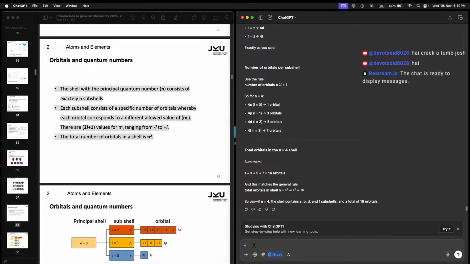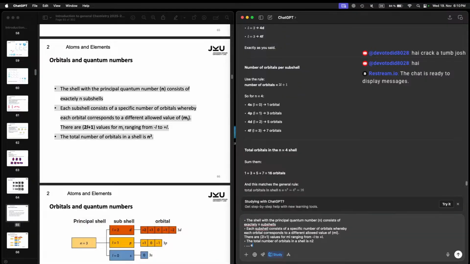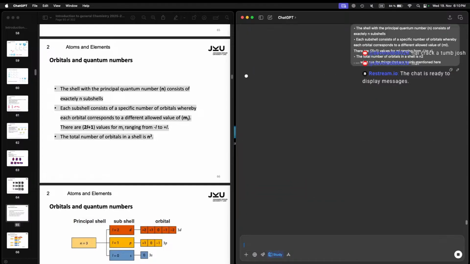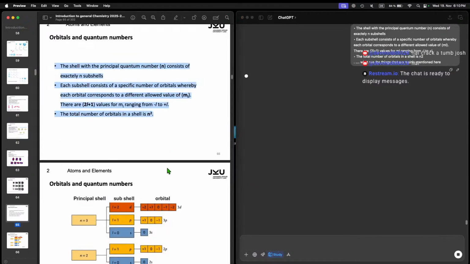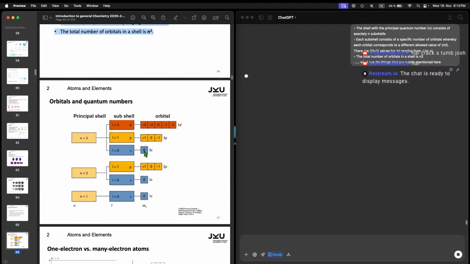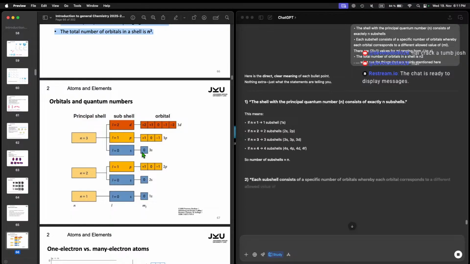Study with GPT. What are the things that are mainly mentioned here? Orbitals and quantum number. Oh wait. Hey, set that timer for 30 minutes. Why would my phone hear this? God damn it.